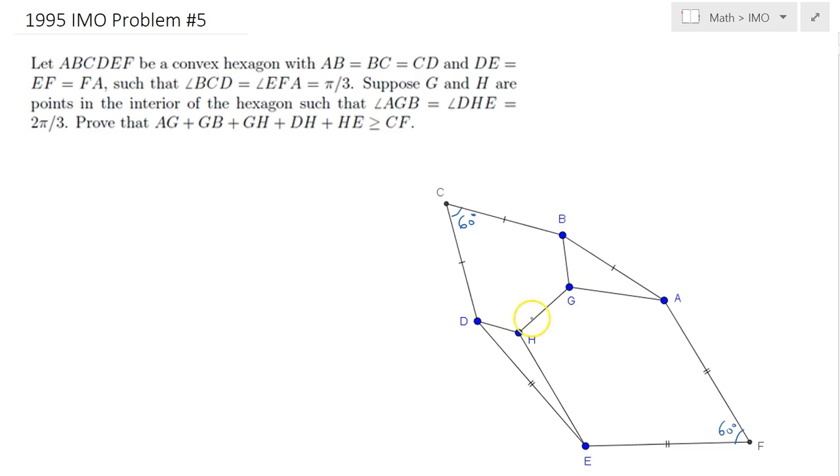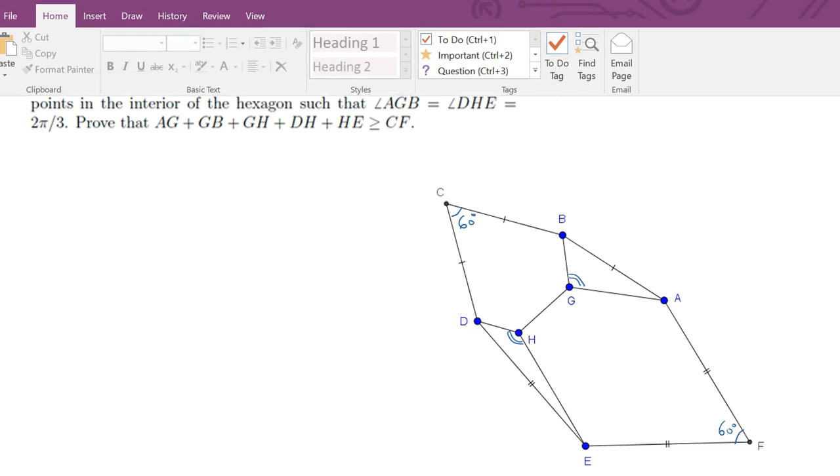Suppose also that G and H are points in the interior of the hexagon, as you can see in my drawing, such that angles AGB and DHE are both equal to 120 degrees. So these angles are equal, and they are equal to 120 degrees each. Finally, we would like to show that AG plus GB plus GH plus DH plus HE is greater than or equal to CF. So let's start by making a few observations.